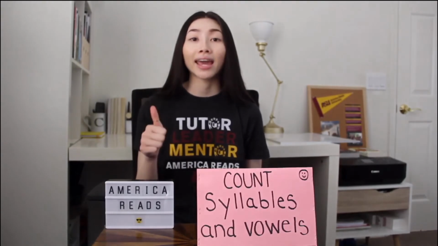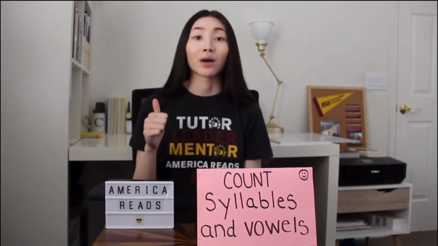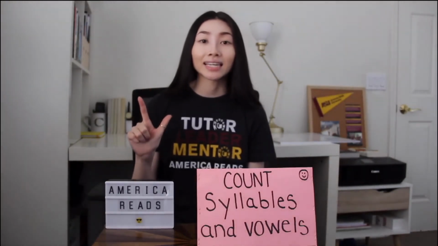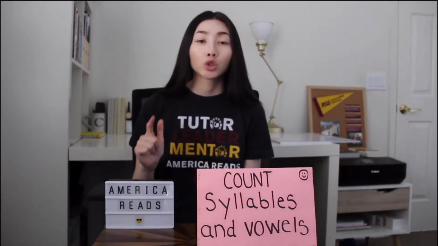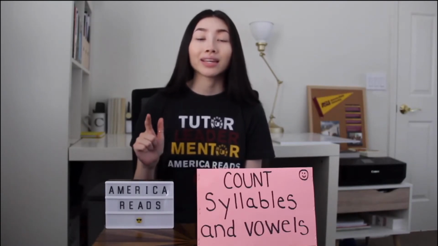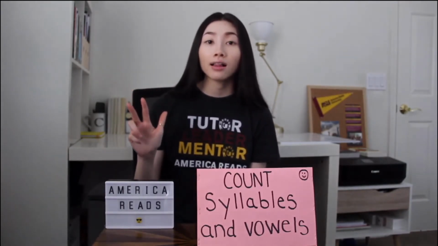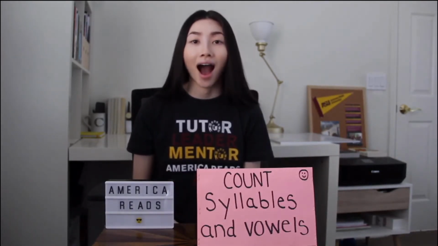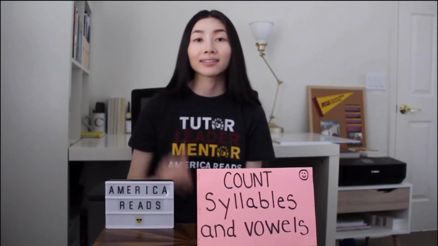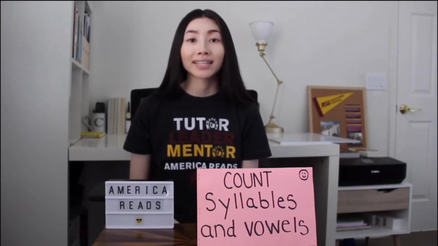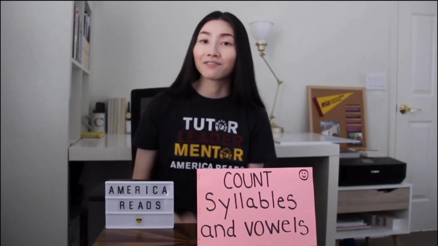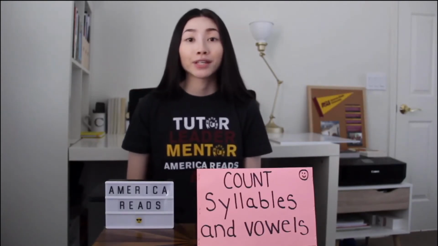So we have A. It makes the short sound A and the long sound A. Second one is E. It makes the short sound E and the long sound E. Our third vowel is I. It makes the short sound I and the long sound I. Our fourth vowel is the letter O. It makes the short sound ah and the long sound O. And our fifth and final vowel is U. It makes the short sound and the long sound U.